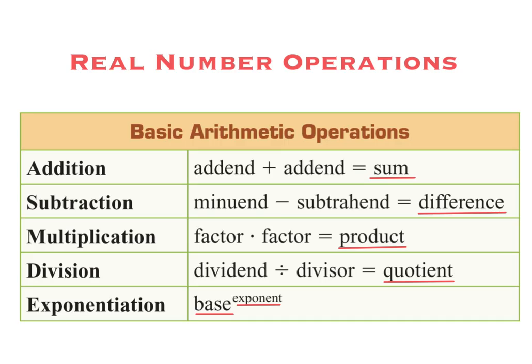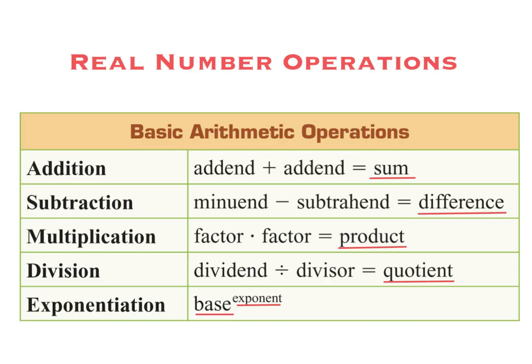In this section, we're going to talk about real number operations. Now, basic operations are the ones that you're very accustomed to. Addition, and you may not know the specific terms here, but you have an addend, and we should know that that equals a sum. For subtraction, you have a minuend minus a subtrahend, and we should all know that that is difference.